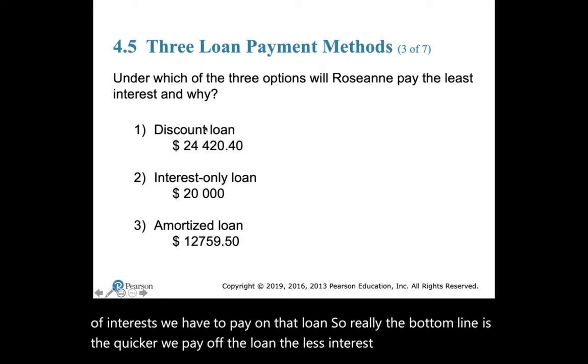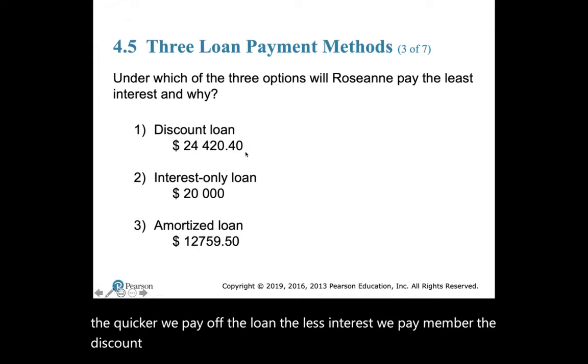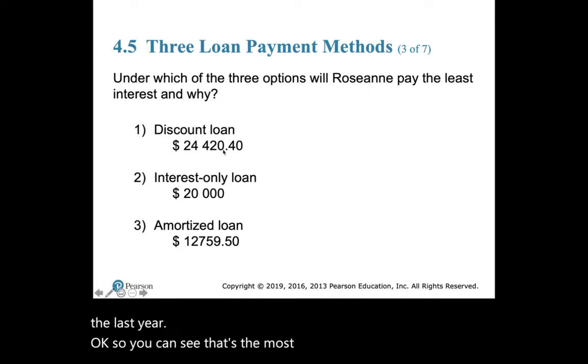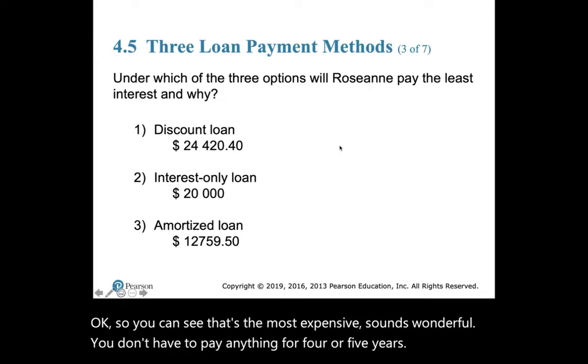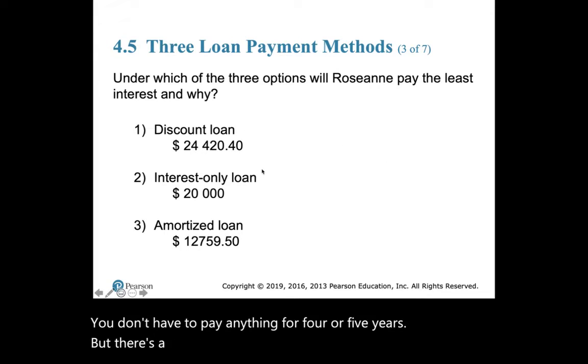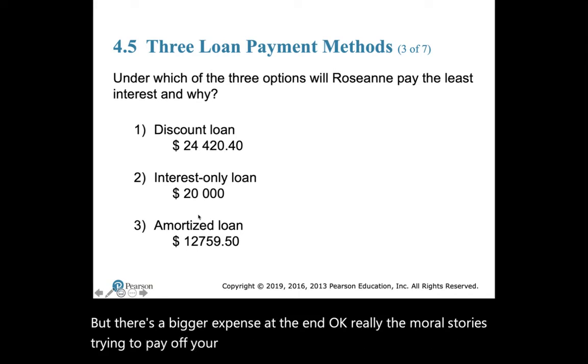Remember, the discount loan, we didn't pay off any of our loan till the last year. Okay, so you can see that's the most expensive. Sounds wonderful. You don't have to pay anything for 4 or 5 years, but there's a bigger expense at the end. Okay, so really the moral of the story is trying to pay off your debt as early as possible. You end up incurring less interest that you have to pay.